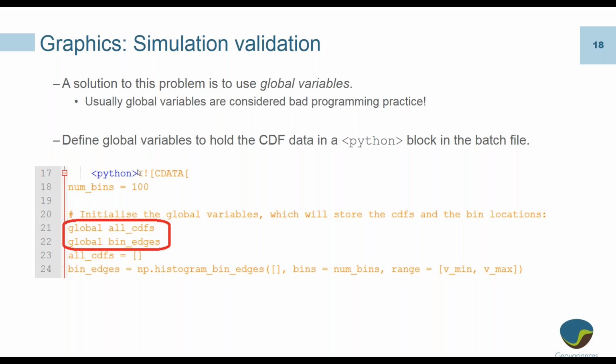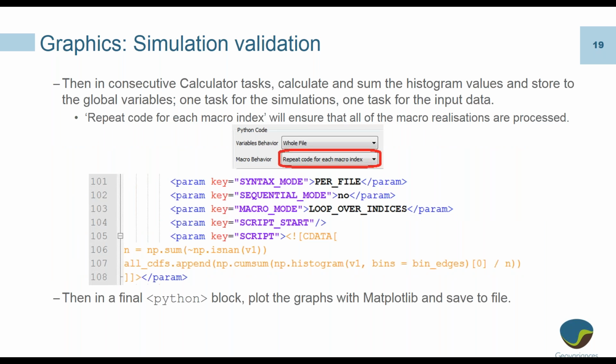How does this work? There's a couple of different ways of doing it, but the way I'll show here is that in a block of Python code in the batch file, I declare a couple of variables as global and initialize their values. All CDFs is going to contain all of my CDF values, and then I've got a bin edges NumPy array, just calculating the histogram bins that I'll use for the call to the histogram calculation. Then in calculator tasks, calculate the histogram and then a cumulative sum.